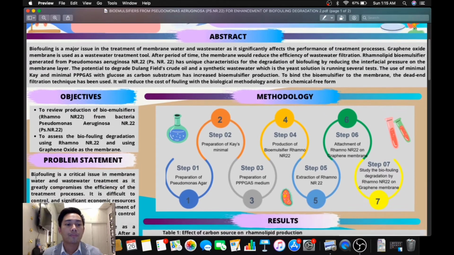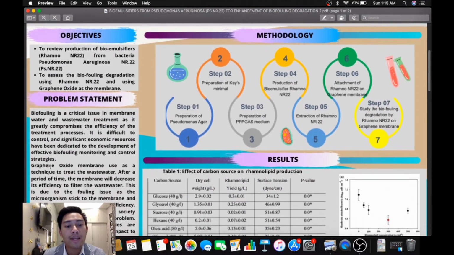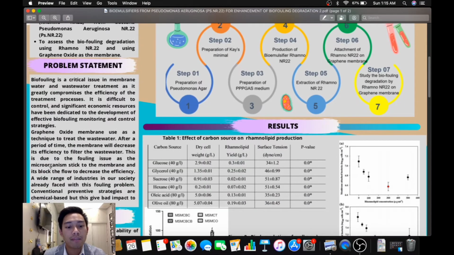Biofouling is a critical issue in membrane water and wastewater treatment as it greatly compromises the efficiency of the treatment processes. It is difficult to control, and significant economic resources have been dedicated to the development of effective biofouling monitoring and control strategies. Graphene oxide membrane is used as a technique to treat the wastewater.